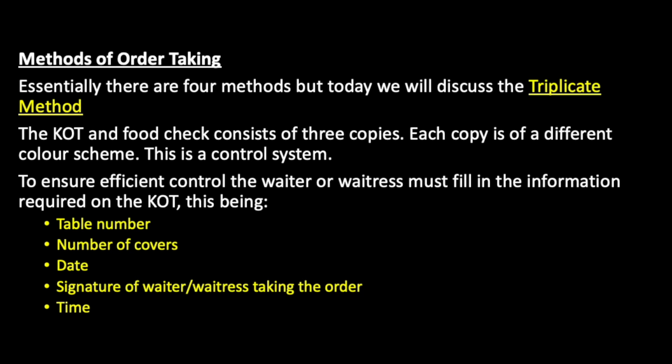Methods of order taking. Essentially, there are four methods, but today we will discuss the triplicate method. The KOT or kitchen order ticket or BOT, beverage order ticket, and food check consists of 3 copies. Each copy is a different color scheme. This is for control purposes in the control system.